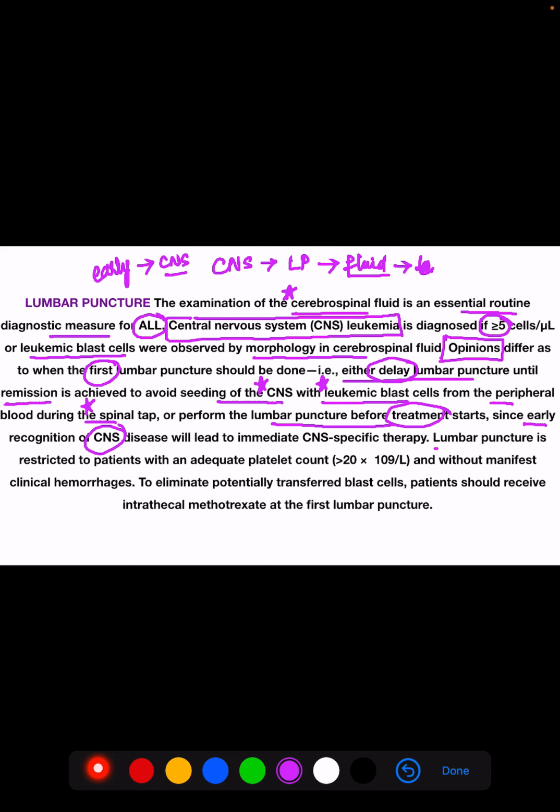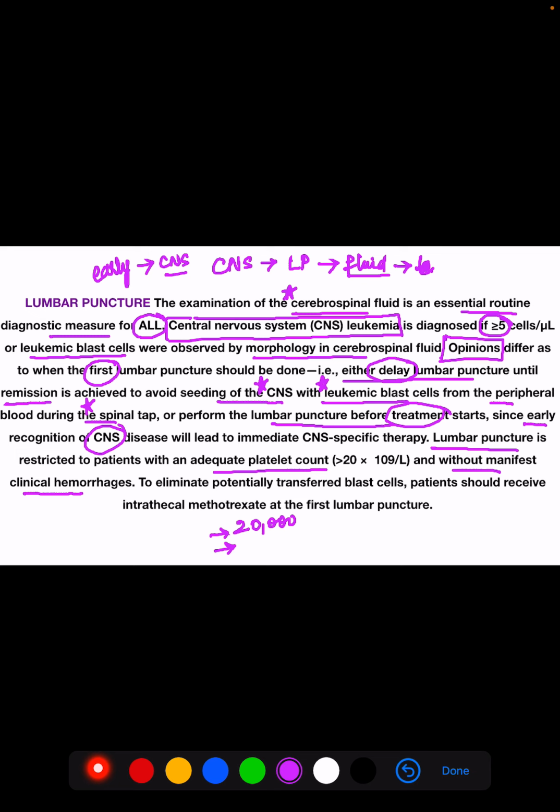And lumbar puncture is restricted to patients with an adequate platelet count and without manifest clinical hemorrhages. So before doing a lumbar puncture, we have to see that the platelet count is greater than 20,000 and there is no significant clinical bleeding.